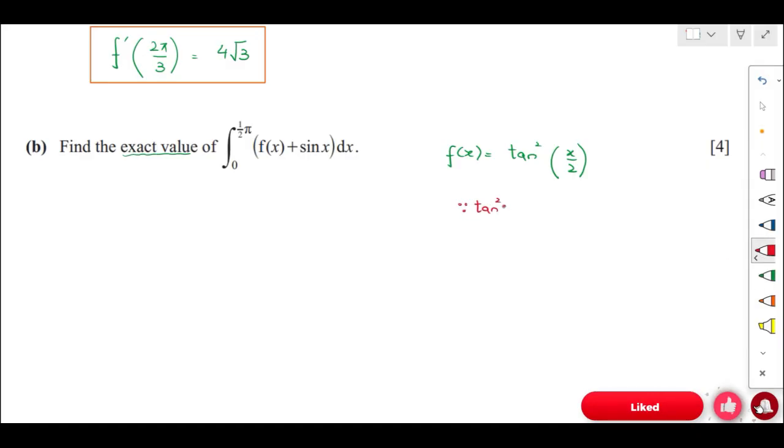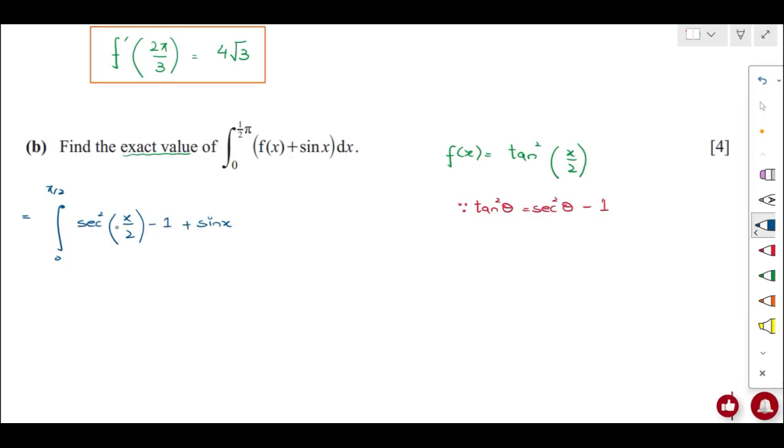tangent square theta is secant square theta minus 1, because the integration of tangent square is not possible, but the integration of secant square is possible, right? So let me replace it. So here we can say integration from 0 to pi by 2, f of x is secant square of x by 2 minus 1 plus sine x with respect to dx.